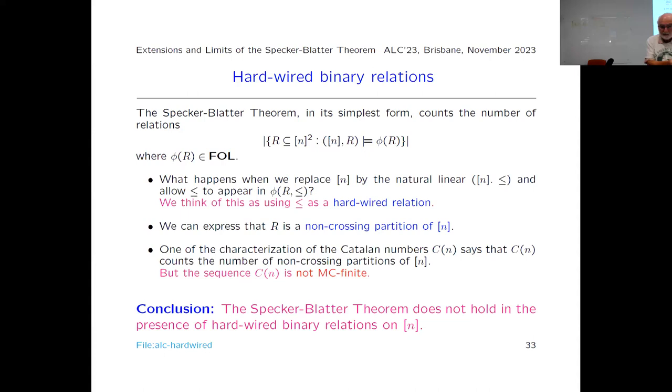And you can show that the Specker-Blatter theorem does not hold in these cases. And the idea is the following. Partitions: you have a binary relation which is a partition, but you use a hardwired linear order on the set. So it's not just labeled, but labeled with a hardwired linear order. And now you can formulate the notion of a partition with non-crossing blocks. And it has been shown that, on one of those definitions, counting the number of partitions like this gives again the Catalan numbers. And we have already noted that Catalan numbers are not MC finite. So the Specker-Blatter theorem for these labeled structures with a fixed order doesn't hold.